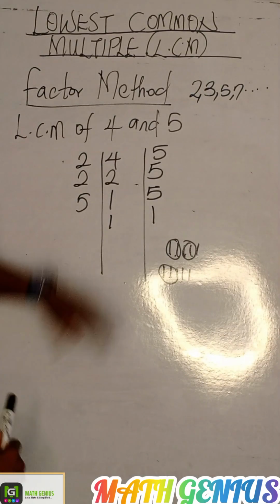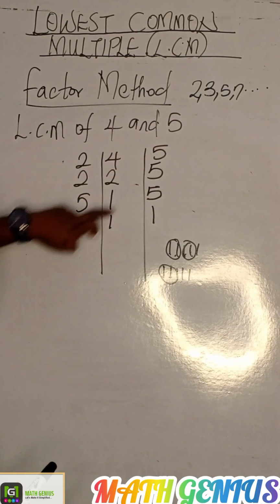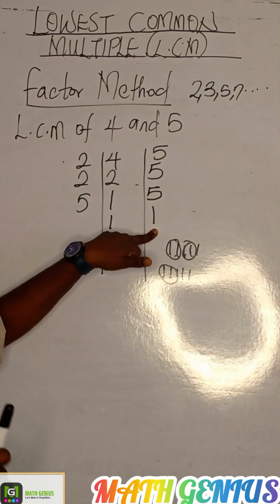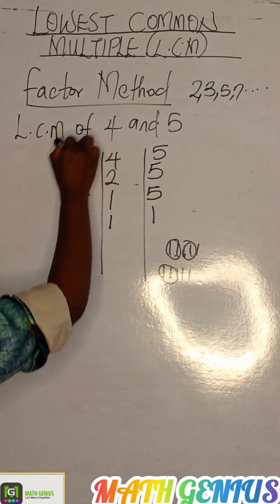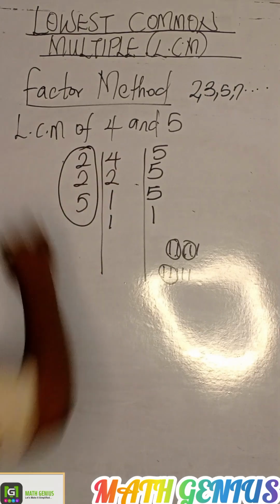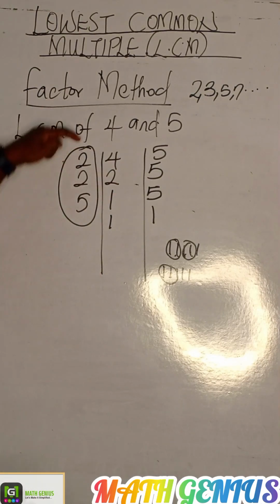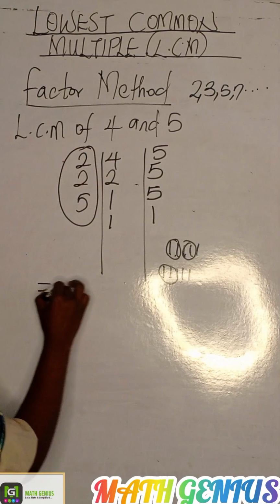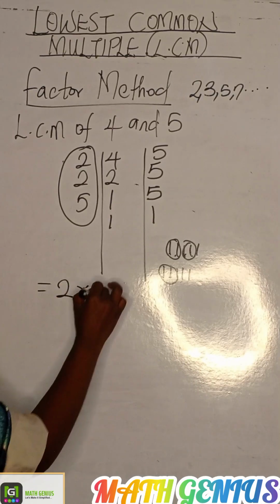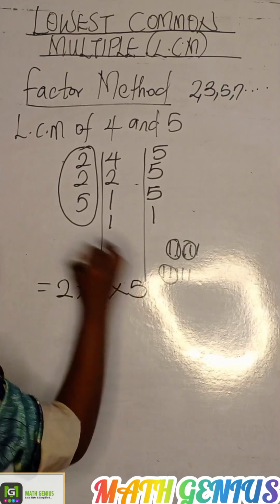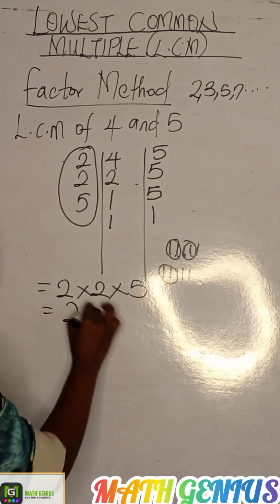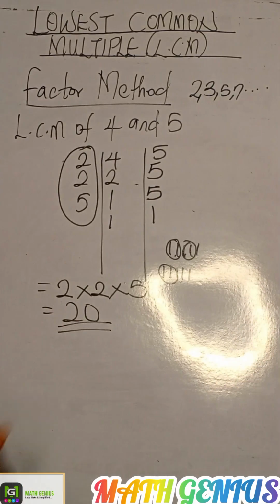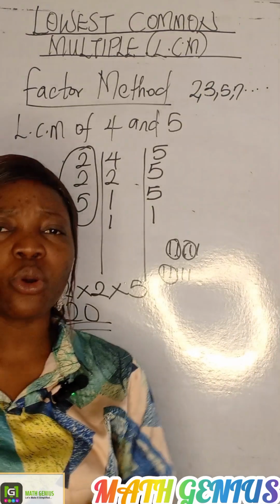So at this moment where our given numbers have turned to 1, 1, it comes to the end of the division. Then all you need to do is take your dividend, the number you use in dividing, your factors, bring that downward and multiply them. 2 times 2 times 5. 2 times 2 is 4. 4 times 5 is 20. This was exactly the same answer we got when we used the multiple method.